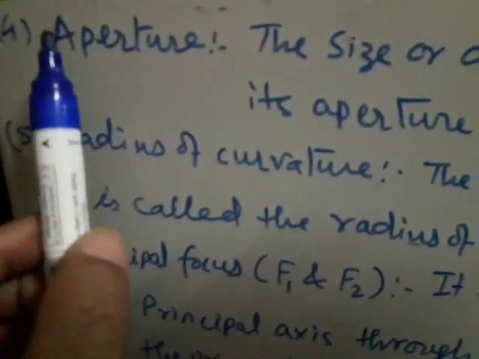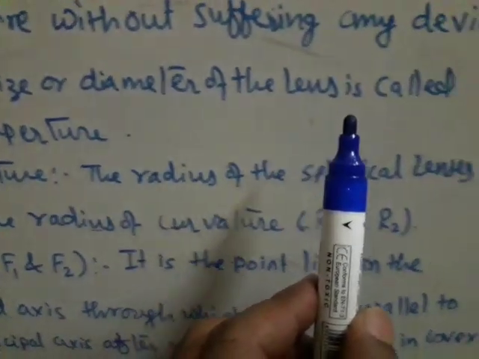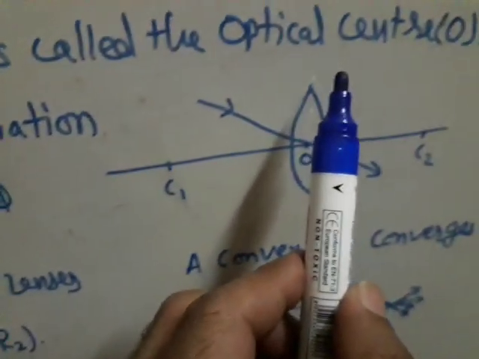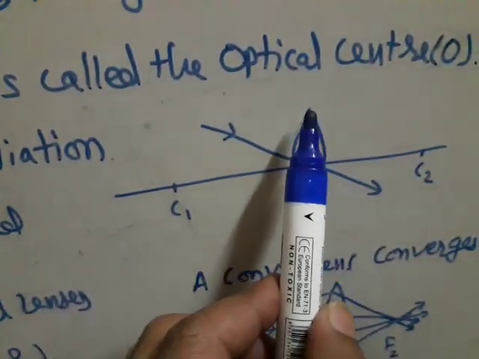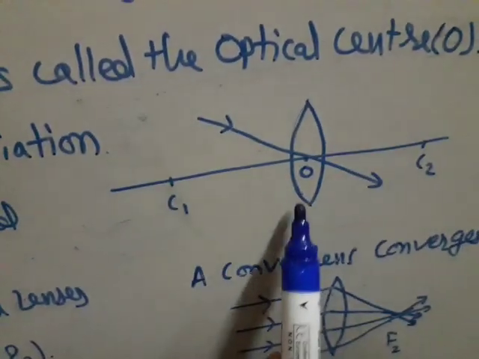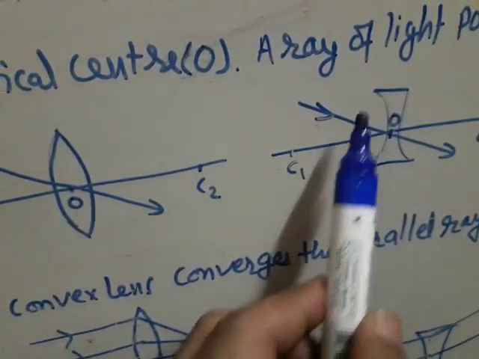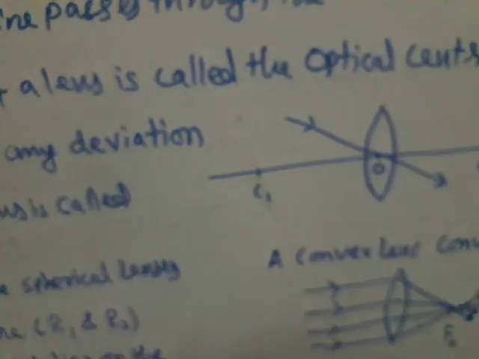Next is aperture. The size or diameter of the lens is called its aperture. So this size or diameter, from this edge to that edge, is called the size or aperture of the lens. It is simply the diameter of the circular aperture.